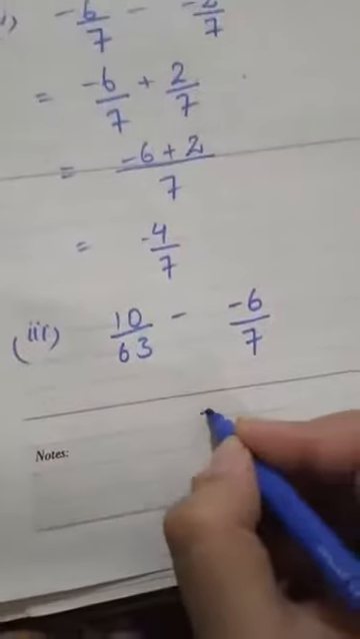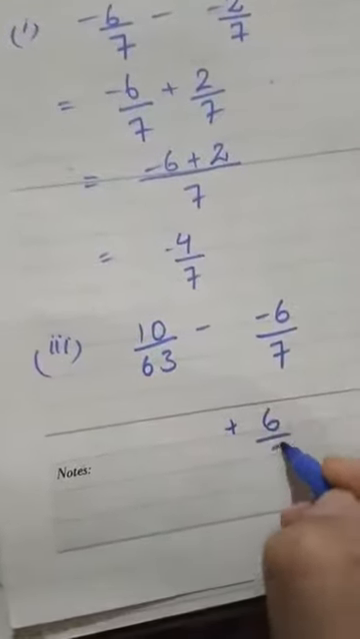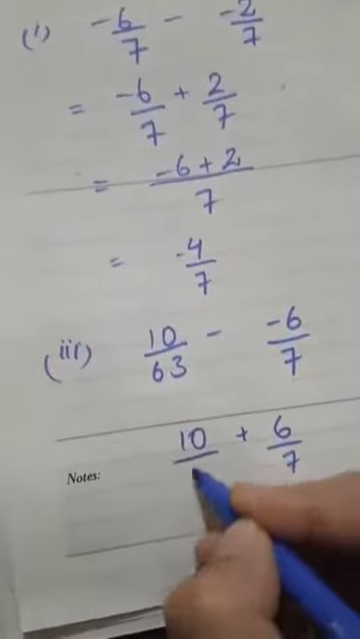I am helping you to solve one more part, because in the next 3 parts the denominators are not the same, but you have to make the denominator same first, then you have to solve it further. I am going to solve its part number 3. Its part number 3 is 10 by 63 minus 6 by 7. Minus minus is plus, plus 6 by 7, 10 by 63.